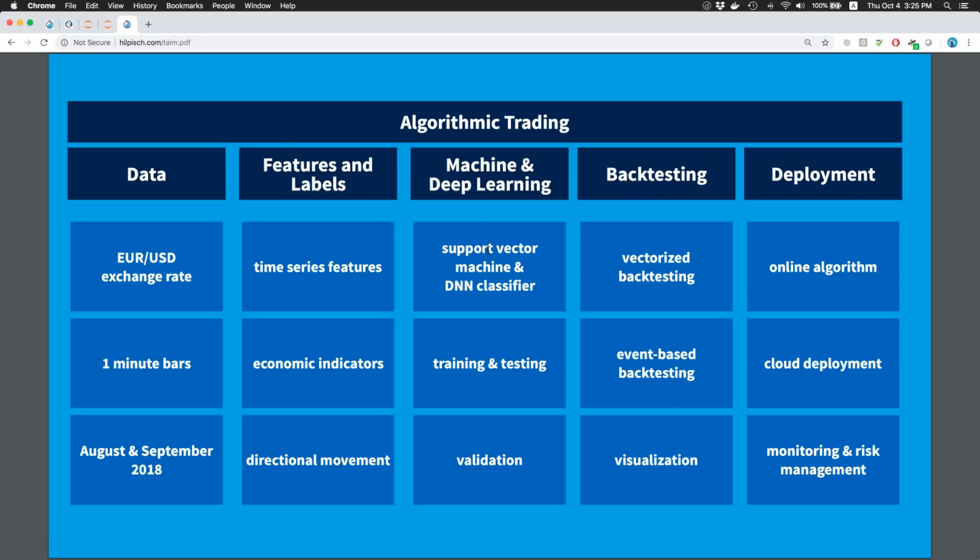I have picked here just two. Of course, the menu of options is much wider. Support vector machine, DNN classifier. We would do the training and testing and the validation of the model so that we have, let's say, the technical algorithm available that can then be used to do vectorized and/or event-based backtesting, and, for example, to visualize results. I will show you some short demos of all these steps later on.